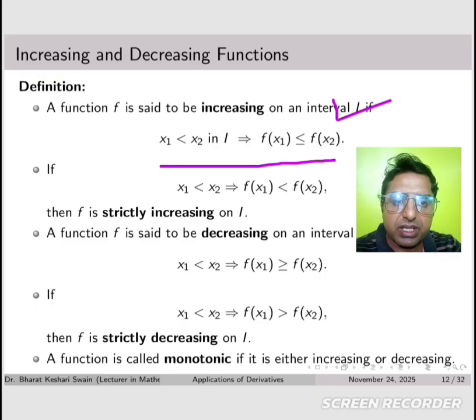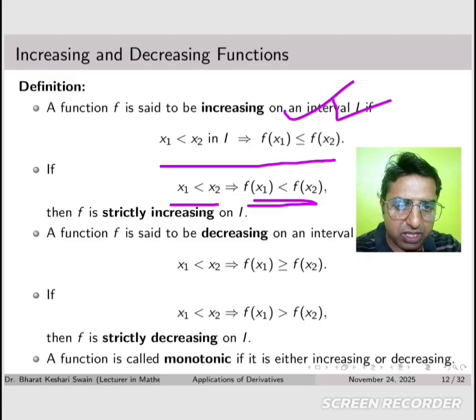And if x1 less than x2 implies f(x1) less than f(x2), this was less than or equal to, so it is only increasing. If f(x1) less than f(x2) only, equal to is not there, then this is strictly increasing. F is strictly increasing on I.